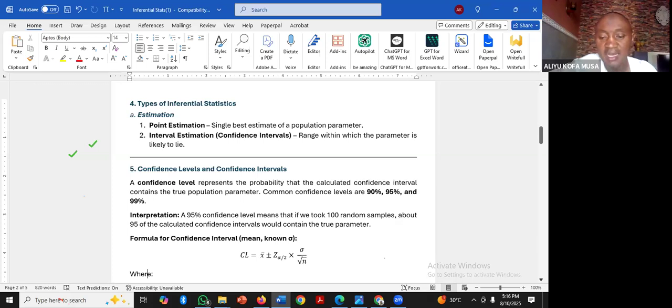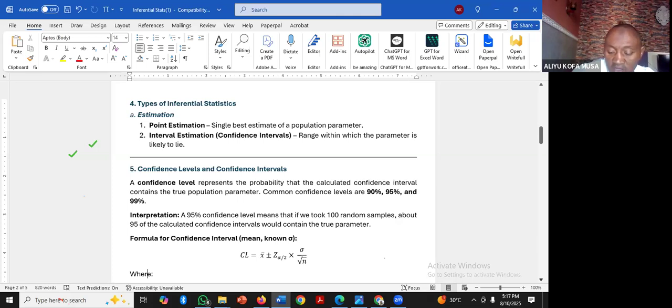Common confidence levels are 90%, 95%, and 99%. We can never have 100%. Okay? So the common confidence levels are 90, that you are 90% sure that the population parameter is lying in between the confidence interval you calculated. You are 95% sure that the population parameter is lying within the confidence interval.